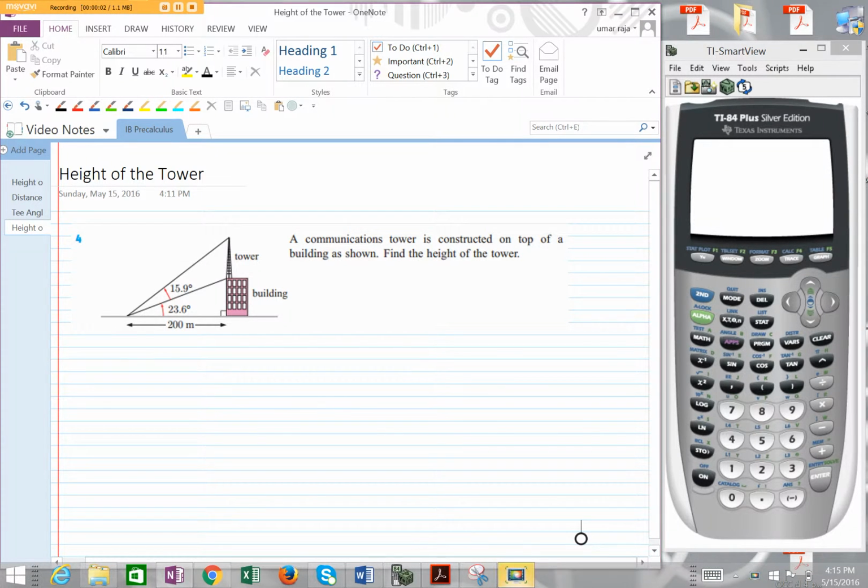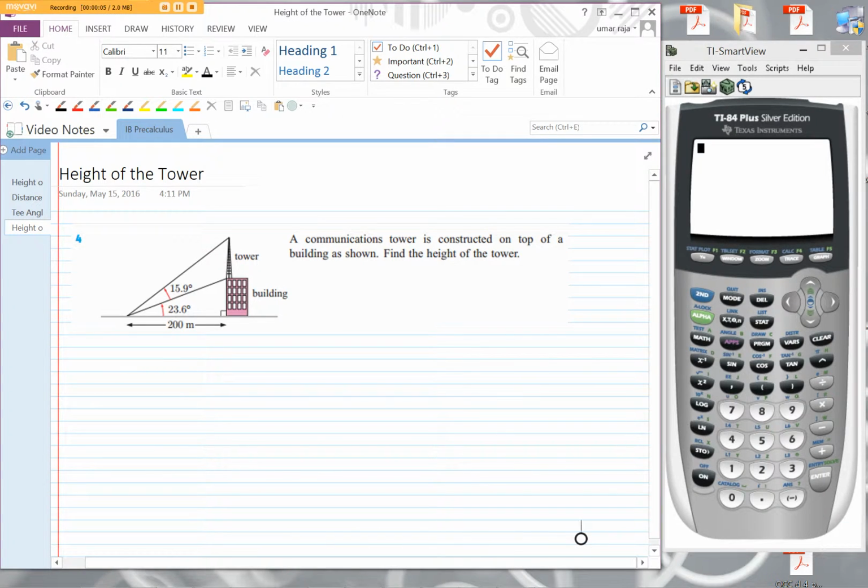Alright guys, so in this problem we have to find the height of the tower. This is what we're going to do. Looking at this problem, what do you notice about this? The fact that there's a small square at the bottom of one of the triangles tells you that this triangle is a 90-degree triangle, or a right triangle.